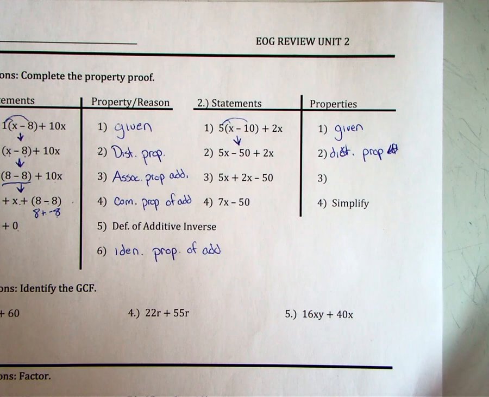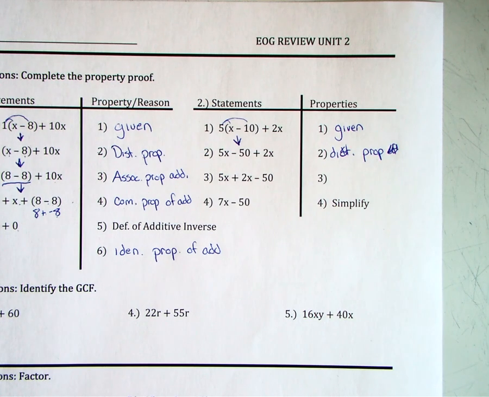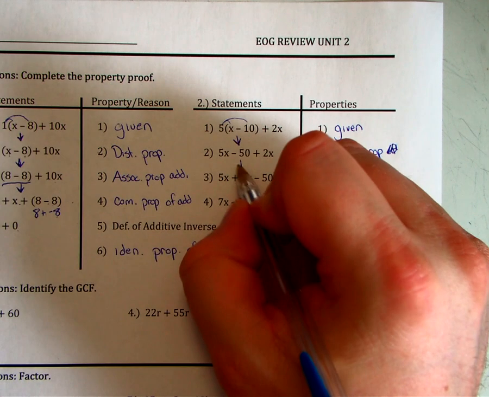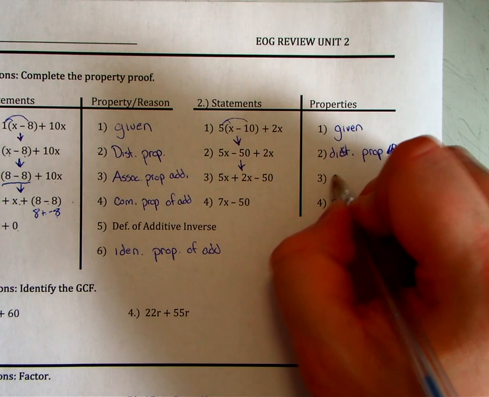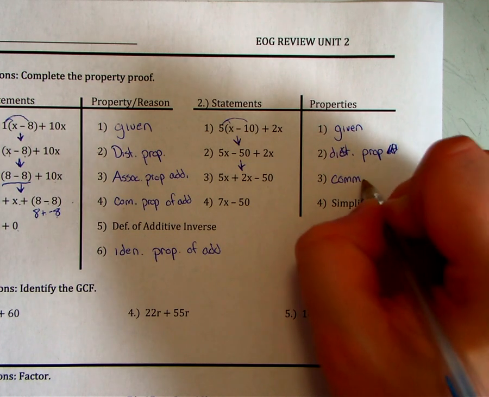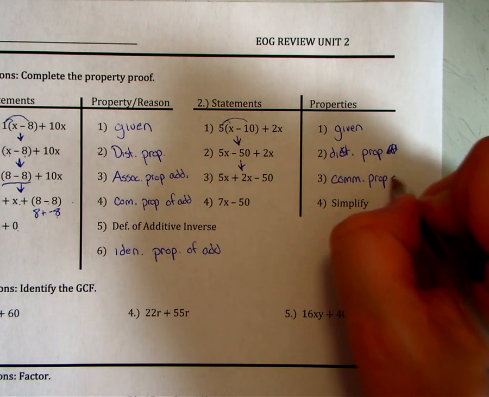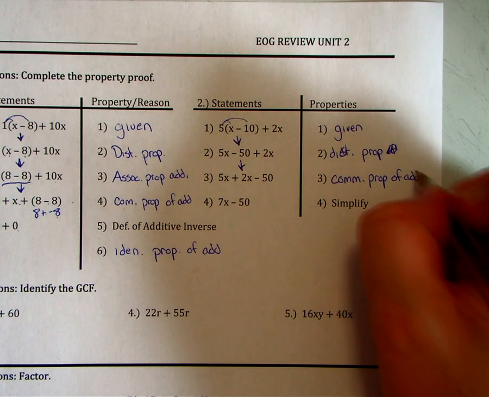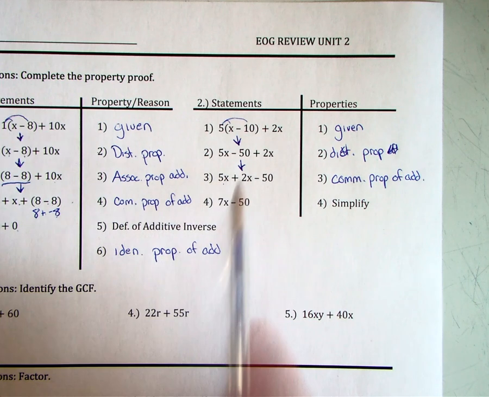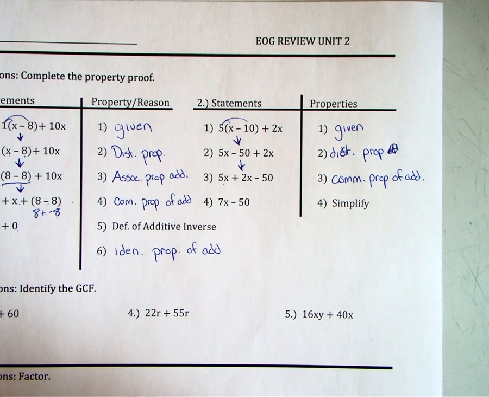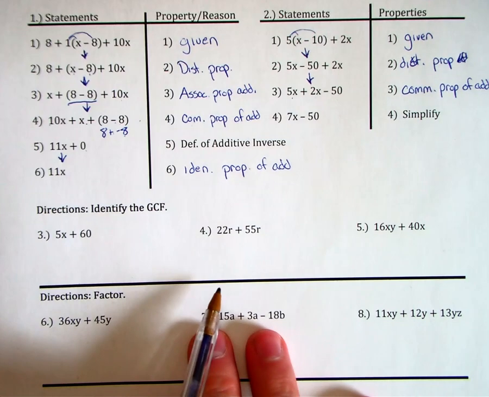No, we don't need to say F. That's only for addition. All right. And then from step 2 to step 3, well, we can see some things got rearranged in order. So that's going to be our commutative property. And then lastly, I went ahead and gave you the answer because all that took place was the 5x plus 2x combined in like terms, and that became 7x minus 50.